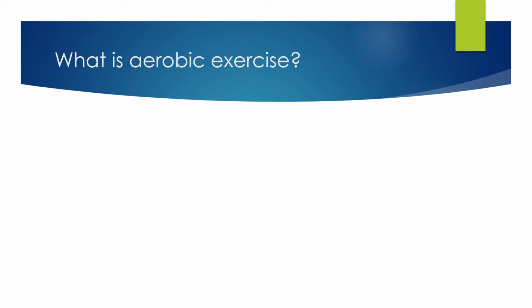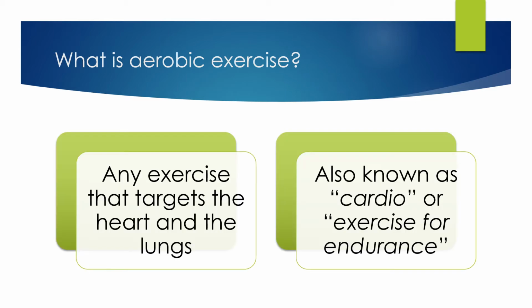So what is aerobic exercise? This type of exercise targets the heart and lungs. It is primarily concerned with maximizing the use of oxygen to your muscles. By strengthening the heart and lungs, the body is better able to deliver oxygen to your muscles. This is important because oxygen is needed for the muscles to work for a sustained period of time. Aerobic training can also be called cardio and endurance training.